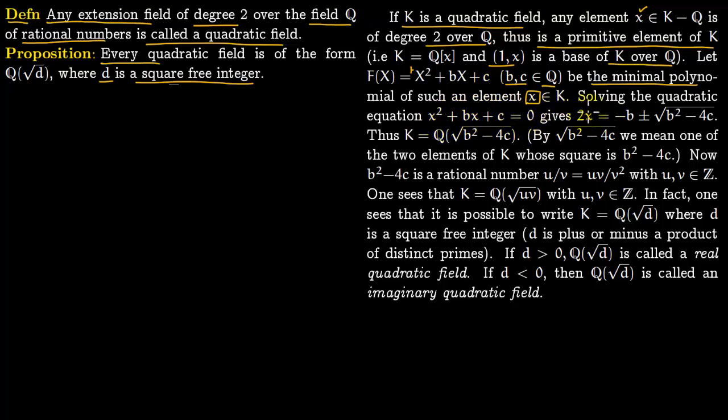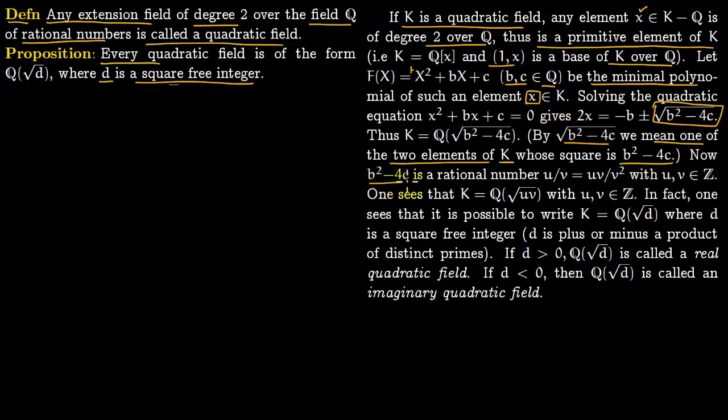We can solve this to get 2x is equal to minus b plus or minus square root of b square minus 4c. So everything is just adjoining this to the rationals, because only this thing can be irrational. Everything else is just rational numbers. So the field would be Q adjoined with the square root of b square minus 4c. By the square root of b square minus 4c we mean one of the two elements of K whose square is b square minus 4c. It could be positive or negative.